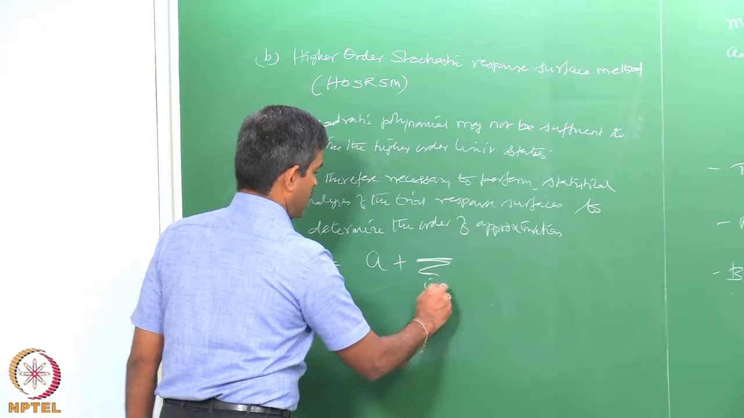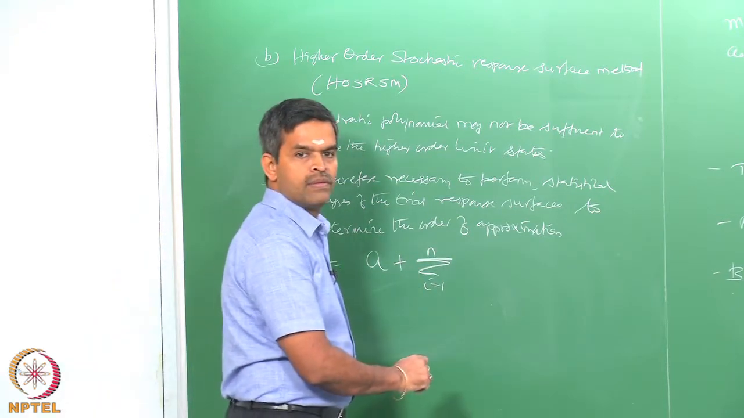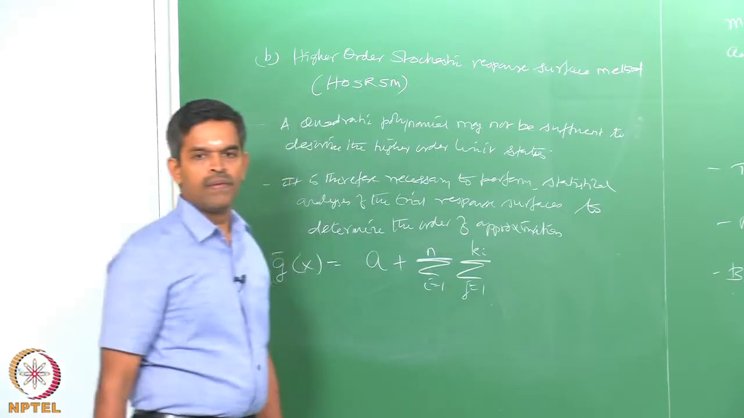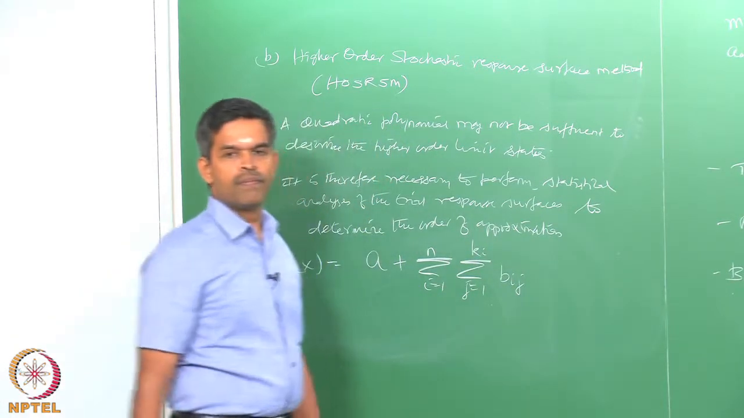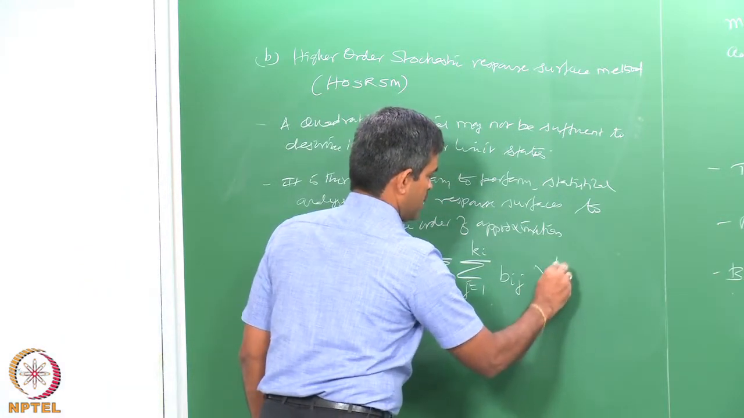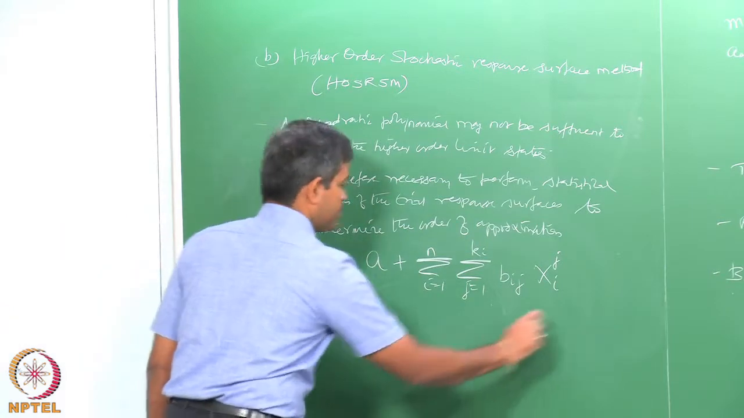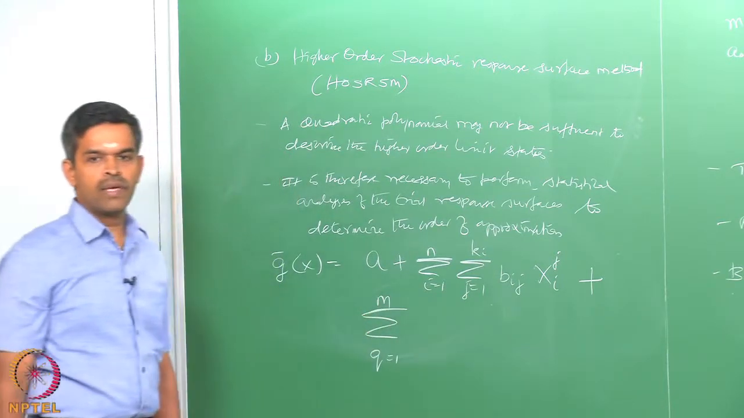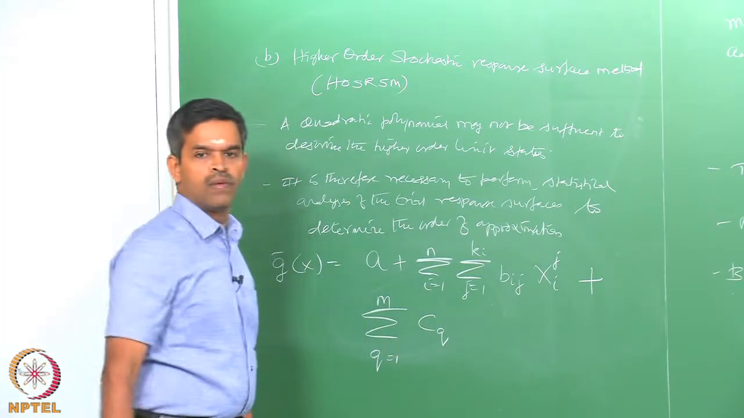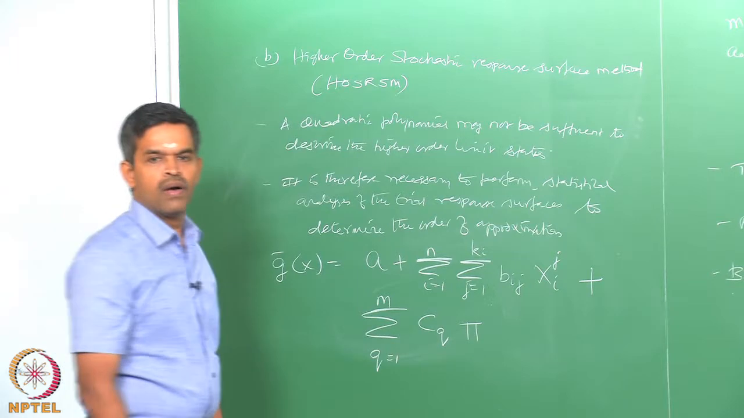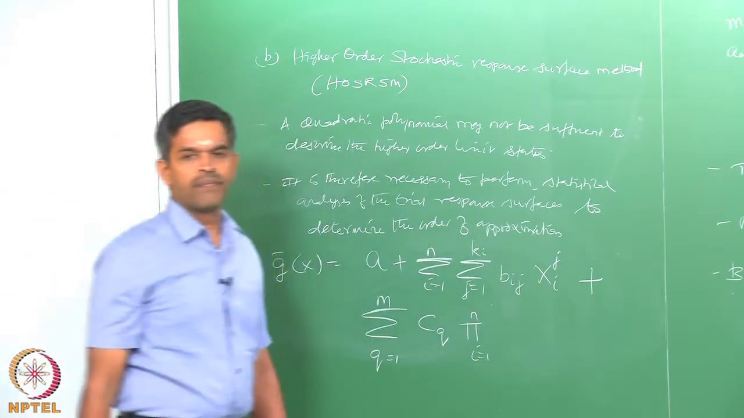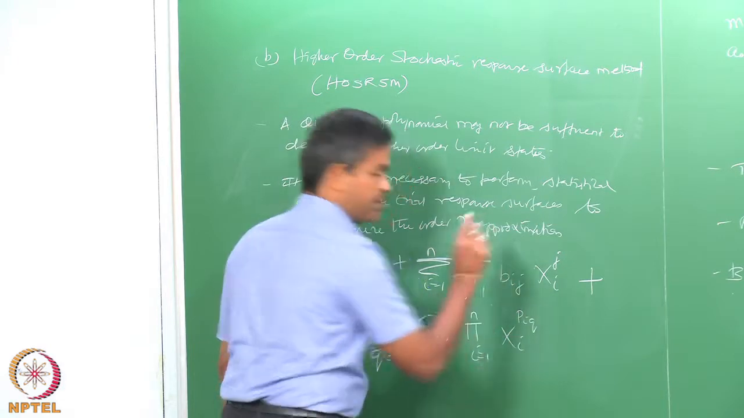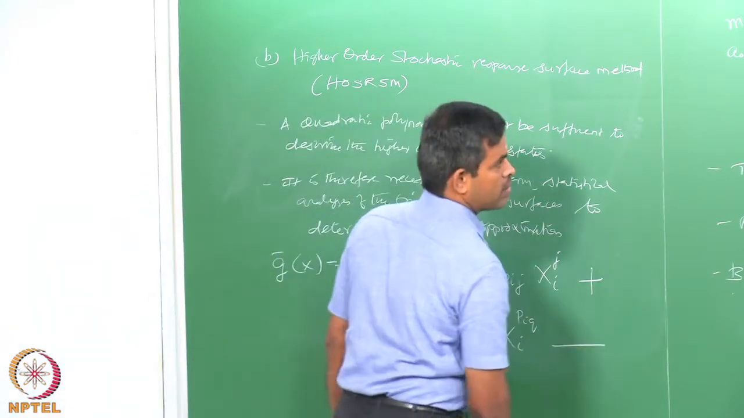plus summation i equals 1 to n, j equals 1 to k_i, b_ij x_i^j, plus summation of q equals 1 to m, c_q, the pi function i equals 1 to n, x_i to the power p_iq. Call this equation number 3.